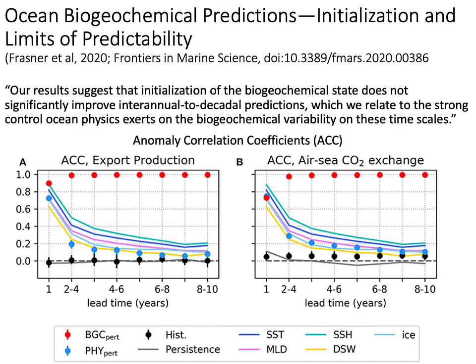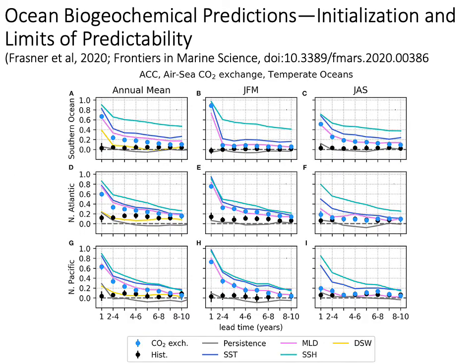Now, to make a long story short, I quote them: "Our results suggest that initialization of the biogeochemical state does not significantly improve interannual to decadal predictions, which relate to the strong control ocean physics exerts on the biogeochemical variability on these timescales." Here's just another example of this work partitioned into regions, illustrating that the amount of predictive skill varies with region and with season.